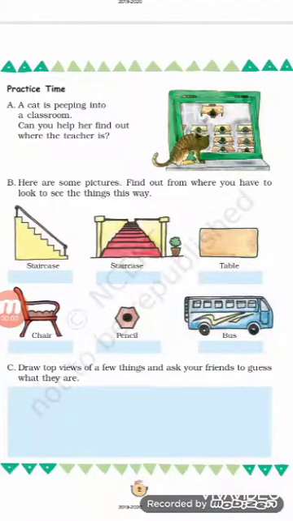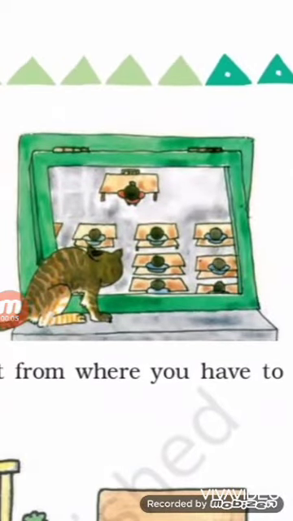Okay. See, a cat is peeping into the classroom. You can see in the picture a cat is looking into the classroom. Now help the cat to find out where the teacher is sitting. We will see that in all these rows here students are sitting. So where is the teacher, children? Yes, the teacher is on the opposite side of the students.